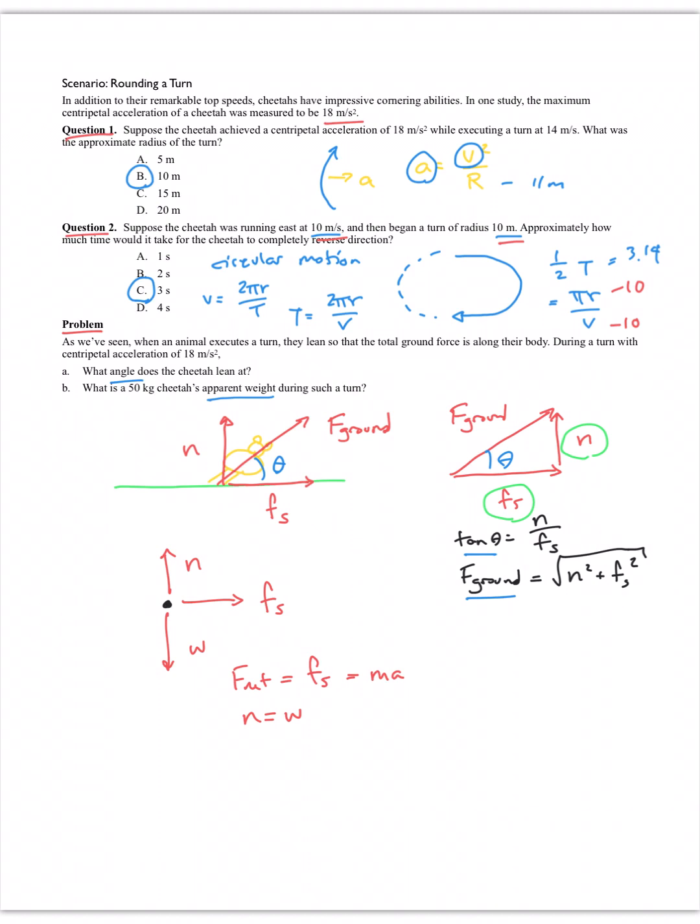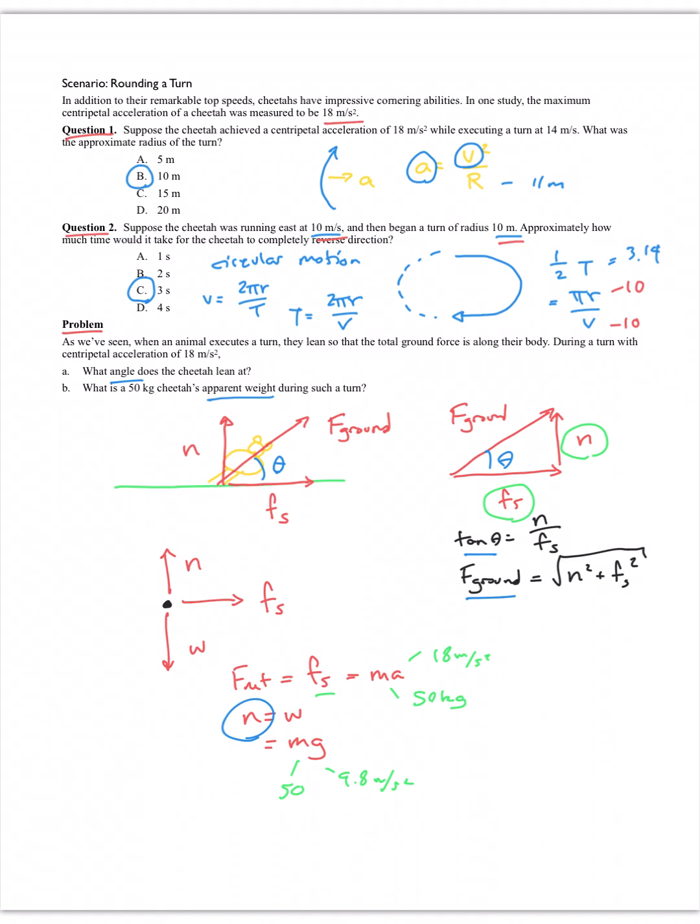Actually, I didn't have to do that. Let me take that away. I'm told what the acceleration is. The acceleration is 18 meters per second squared. The mass of the cheetah is 50 kilograms. That lets me figure out the friction force, which is the net force. The normal force is just equal to the weight force, which is m times g. I know m, that's 50 kilograms, and I know g, that's 9.8 meters per second squared. So that lets me calculate what N is.